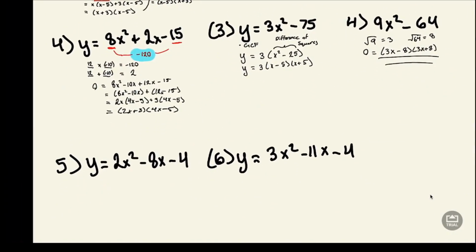And I have these two at the bottom for you guys. You guys can try them out. I'll do full solutions right now, and they'll be later on in the video, probably like 30 seconds after this, not even.